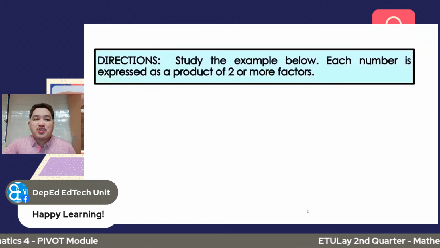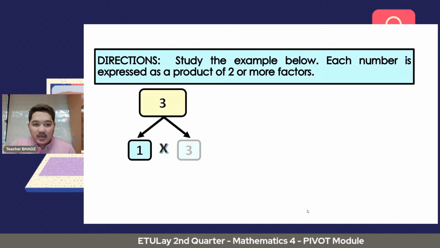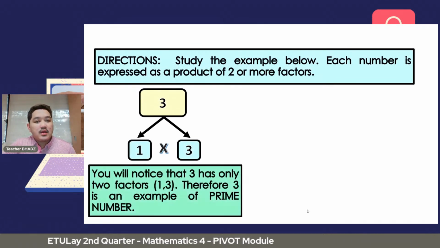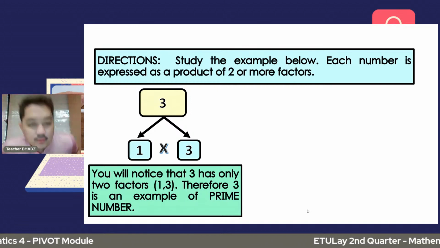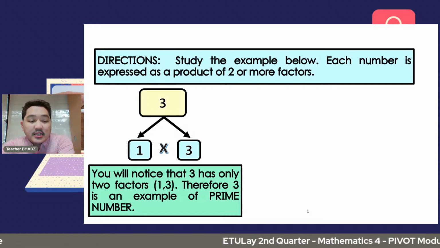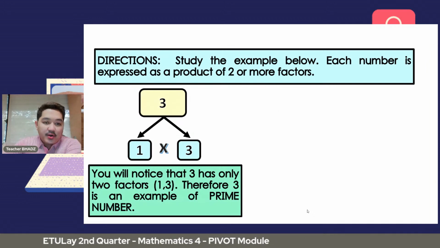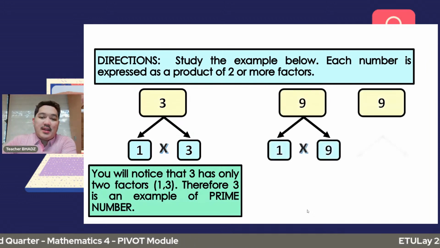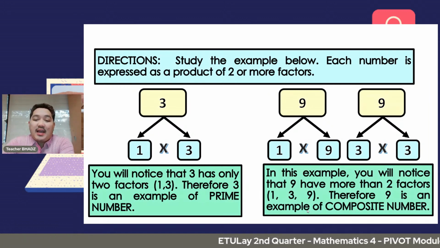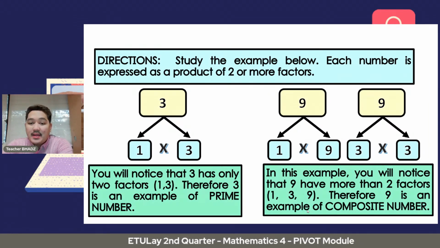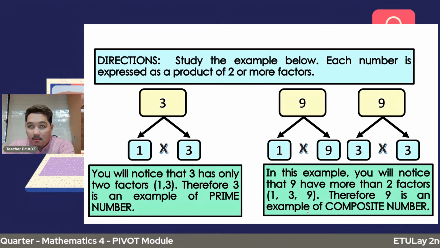Study the example below. Each number is expressed as a product of two or more factors. For example, 3, we have 1 and 3. You will notice that 3 has only two factors, 1 and the number itself. Therefore, number 3 can be considered as prime number. We have 1 and 9. On this particular example, you will notice that 9 has more than two factors. We have 1, 3, and 9. Therefore, 9 is an example of composite numbers.